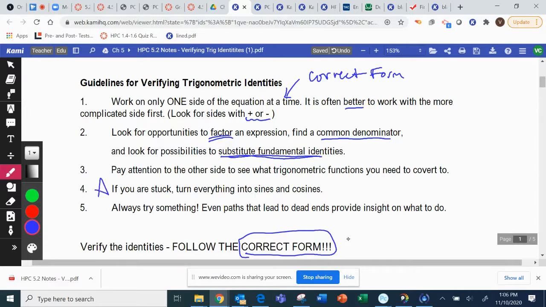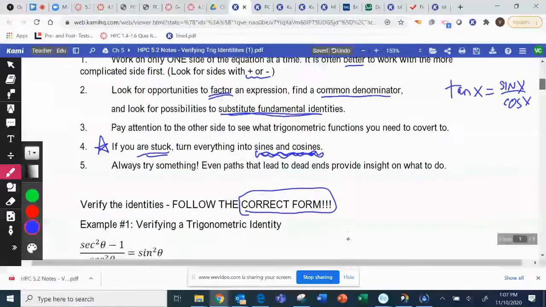If you are stuck, try turning everything into sines and cosines. All of these identities that we have, you can turn back into sines and cosines. Even tangent. What's an identity of tangent that turns into sines and cosines? Sine x over cosine x, right? So we could turn everything back into sines and cosines if we need to.